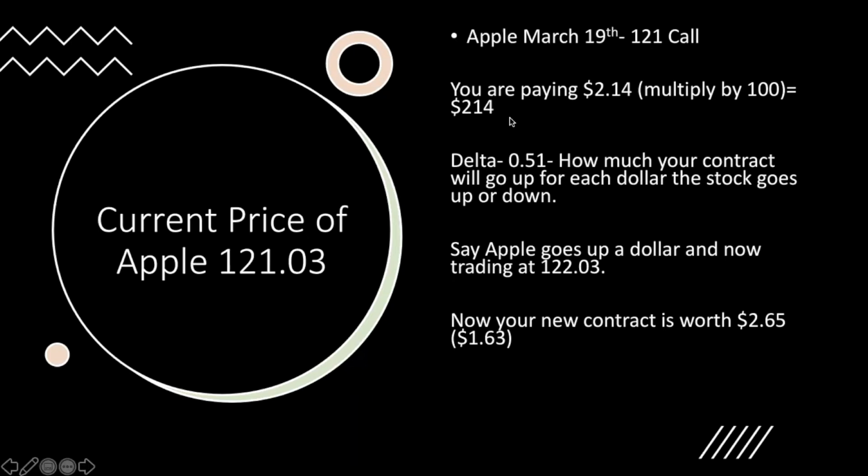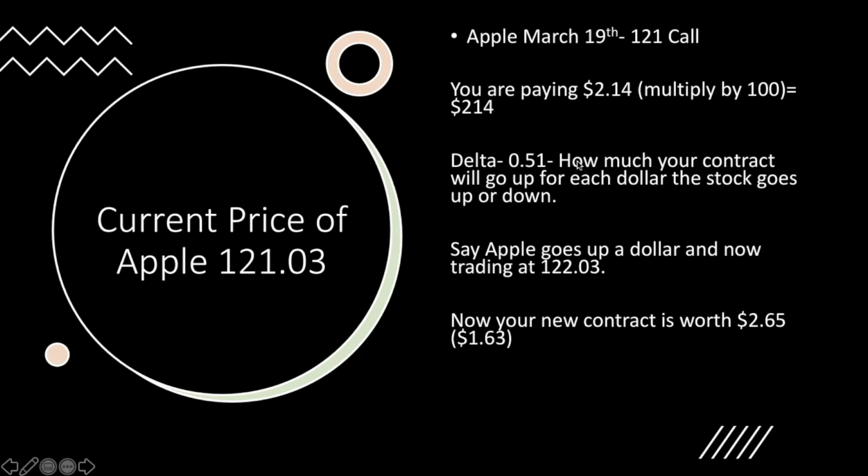So the contract, if you wanted to buy the 121 call, you're paying $2.14. Again, you multiply that by 100 because it's going to equal 100 shares, so you're paying $214. Apple is currently trading at $121.03. The delta for this contract is 0.51, so again, $51 or 51 cents, depending on how you look at it.